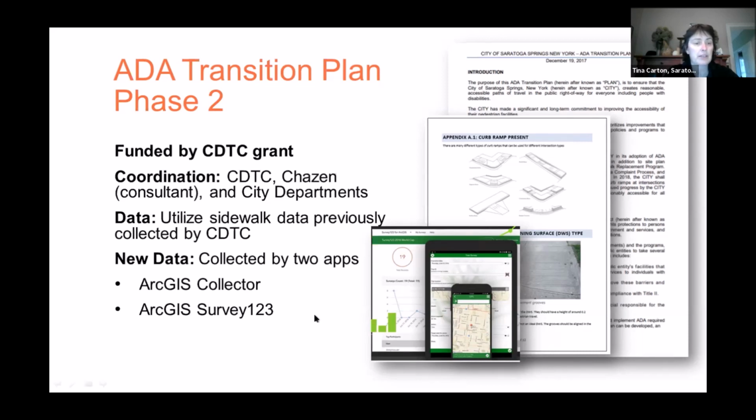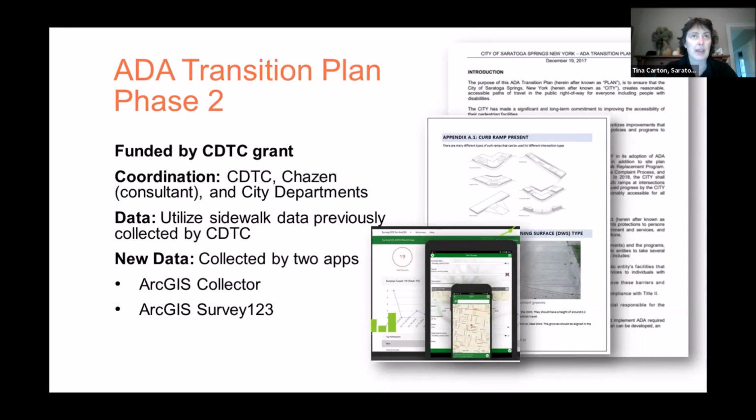Another project we're working on right now with CDTC support is the ADA transition plan. So building off those sidewalk elements and the crosswalks that CDTC had been collecting, all of that data, we're now into phase 2 of our ADA transition plan. We just started collecting data on all of the sidewalks throughout the city. We're using 2 different apps that Chazen, who was hired by CDTC to assist us with this project, GIS Collector and GIS Survey 123. Using these 2 apps, we have a staff person from the engineering department, as well as Chazen out collecting that data and really doing a deep dive, showing us where those improvements need to be made.